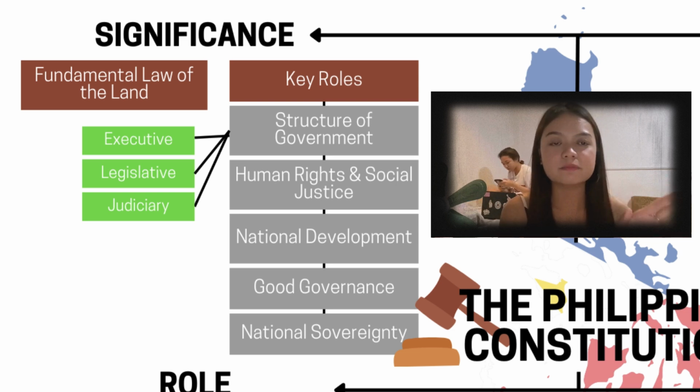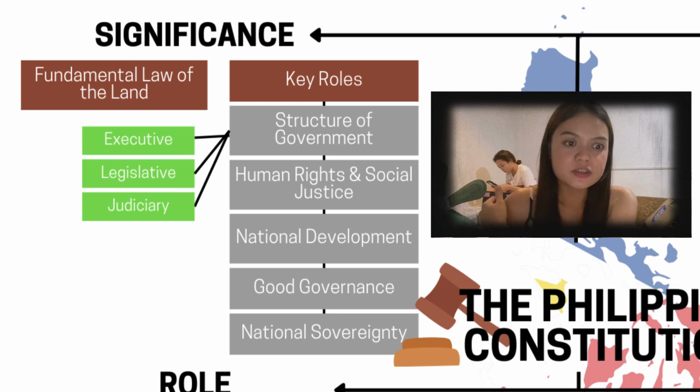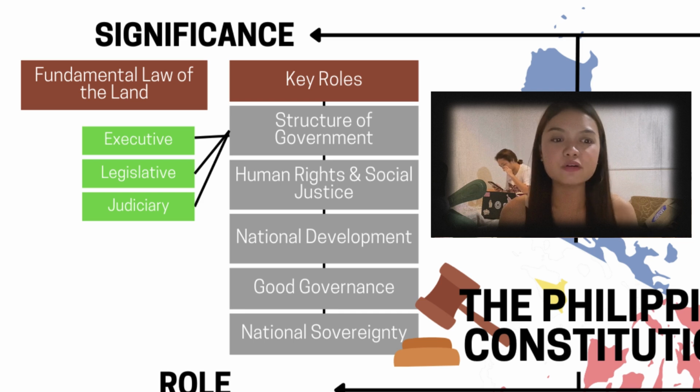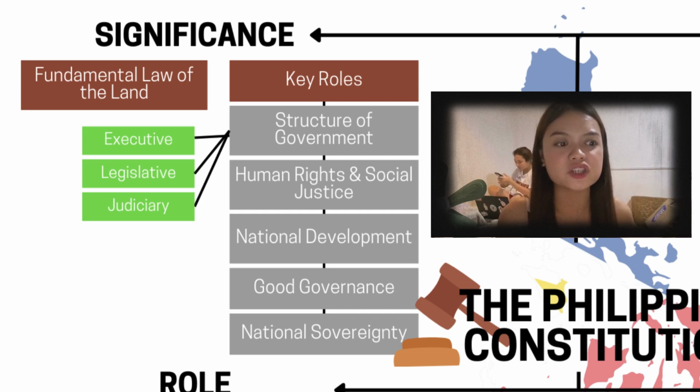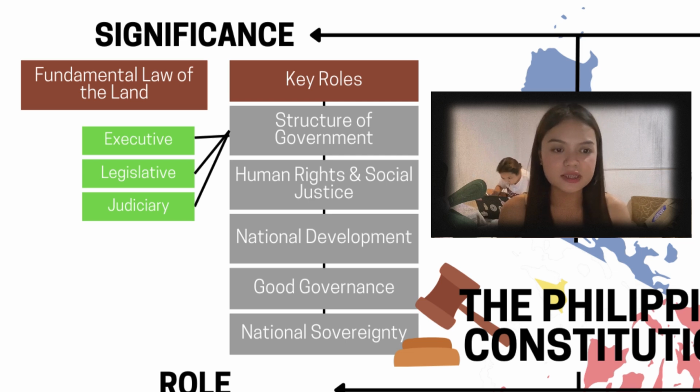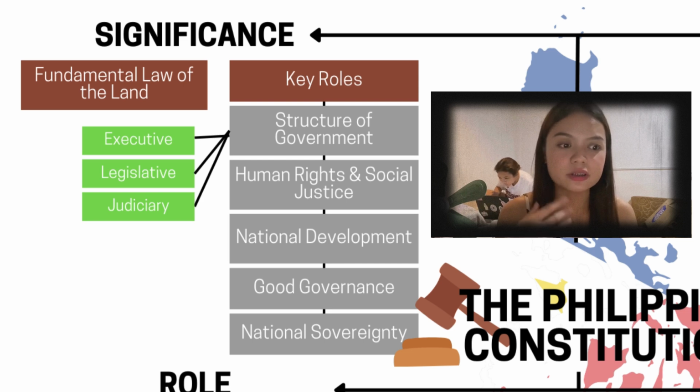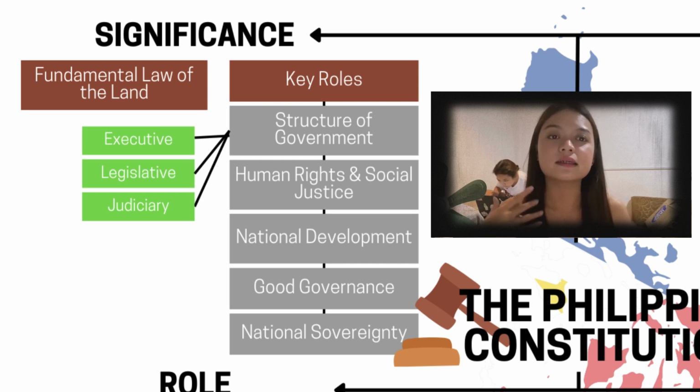And then we have the last branch, which is the judicial branch. It interprets the Constitution, resolves legal disputes, and reviews the legality of government actions. We have two courts under the judicial branch: the Supreme Court and the lower courts. The Supreme Court is the highest court and is composed of a Chief Justice and 14 associate justices. The lower courts, on the other hand, are composed of the Court of Appeals, regional trial courts, and metropolitan trial courts.